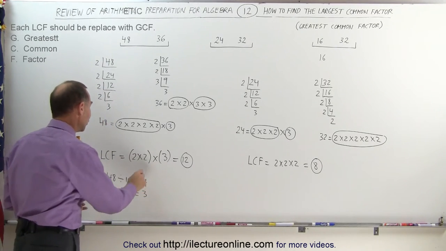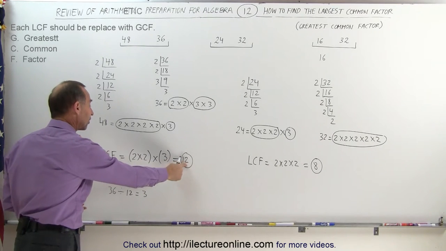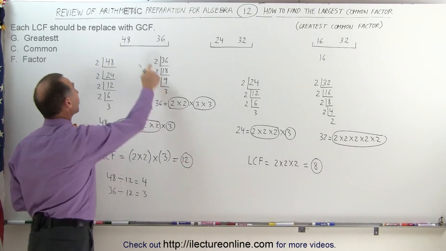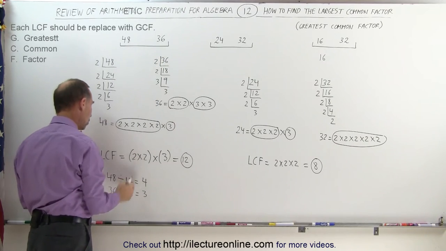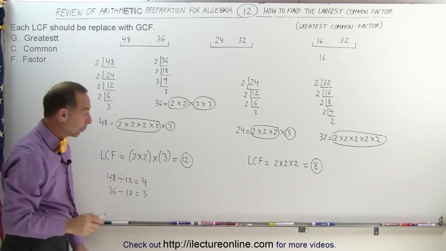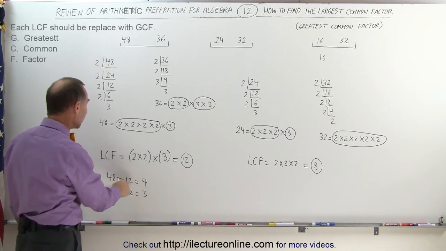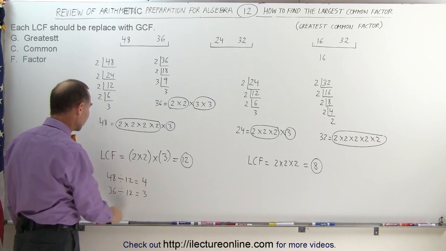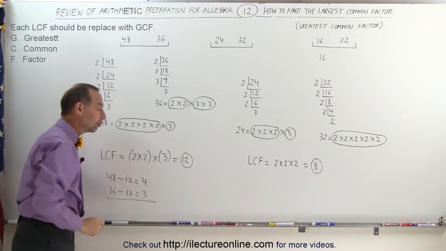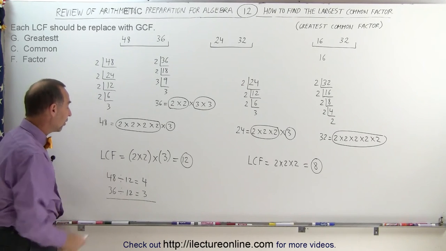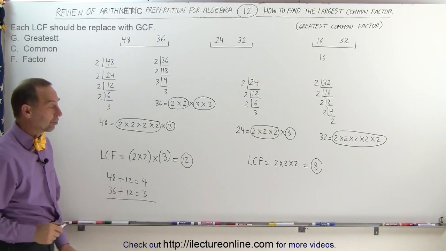That means since this largest common factor fits evenly into both 48 and 36, we know we have found the answer. And the right answer, because no bigger number will fit evenly into 48 or 36. So this shows us what a largest common factor is, and this shows us how to check it to make sure we got the right answer.